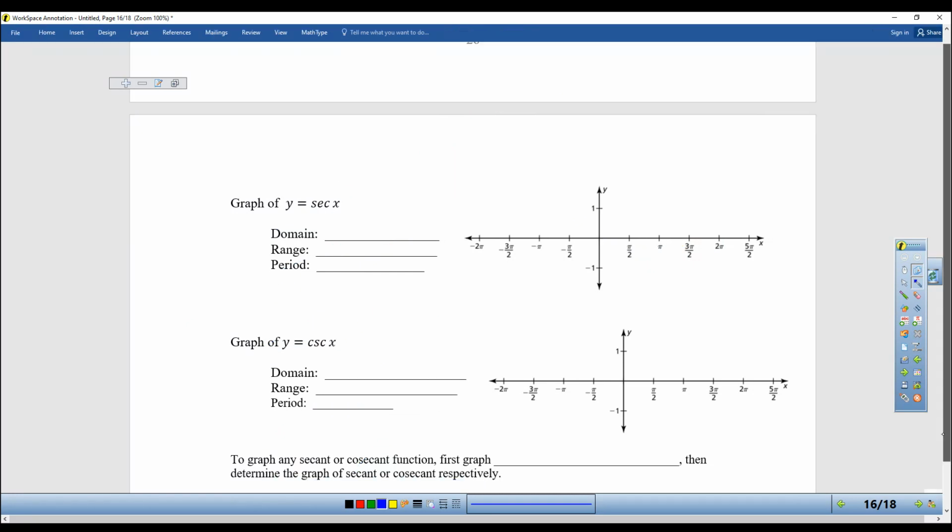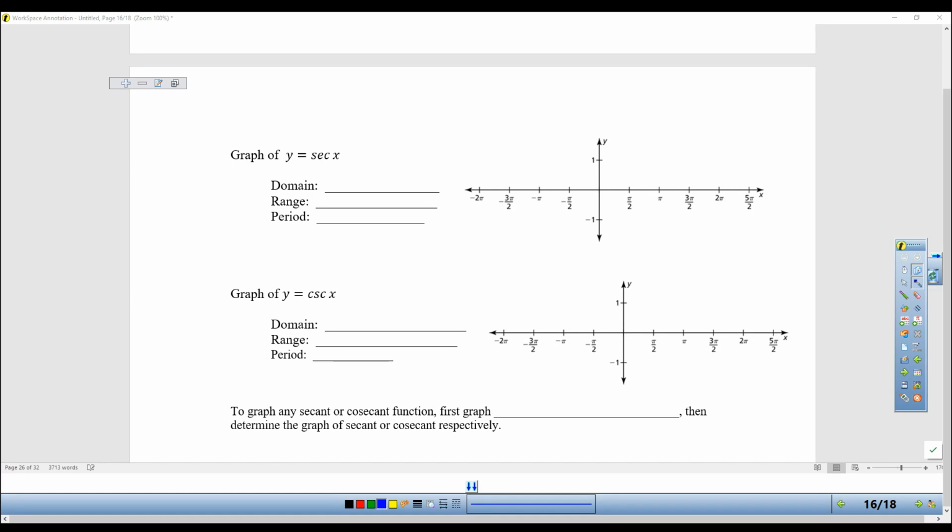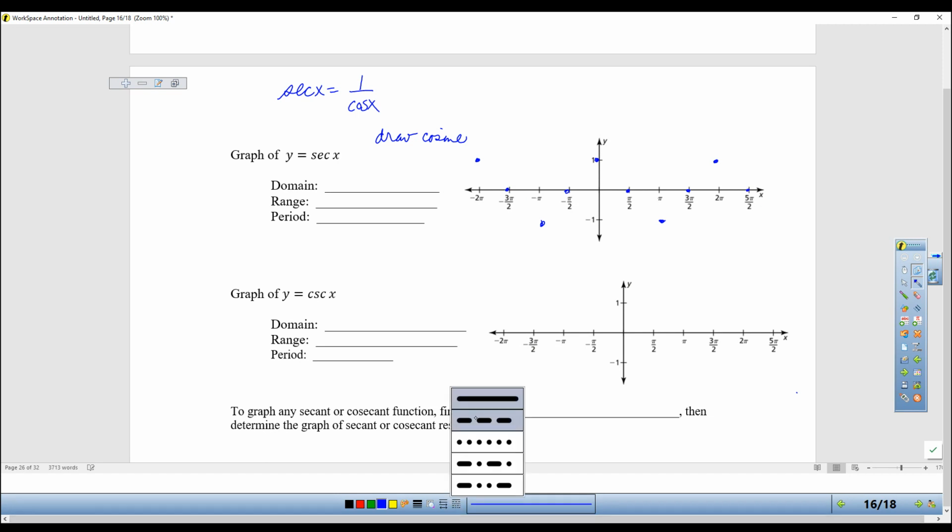All right, so for secant and cosecant, what I want you to do first is draw cosine. Remember that secant is the flip of cosine. So that is literally what we're going to do. So I draw cosine. Cosine starts at 1, goes down to 0, then down to -1, back up to 0, and then at 1. I want you to draw the whole thing, not just one little period. I'm going to make mine dotted. I know you don't have the cool little dotting tool, but you might want to draw it lightly or in a different color.